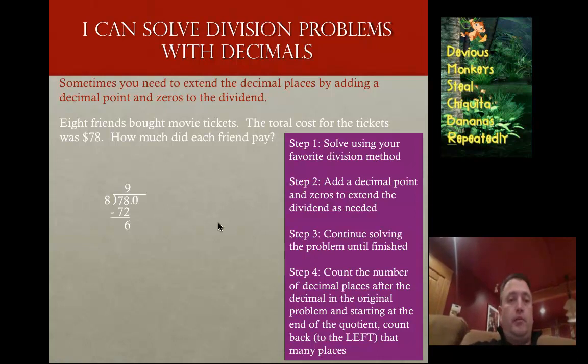So we're going to add a decimal and put a 0 in there. Think about it. If we wrote $78 in dollar and cents notation, we would put 78.00 anyways. Those zeros at the end don't change the value. It's still 78. Okay. So now we're going to bring that down.